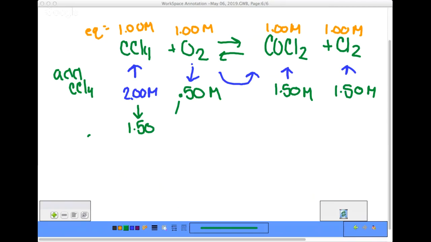KEQ and KC are the same thing. KEQ is just the equilibrium constant. C just represents the concentration, but they are kind of used interchangeably.